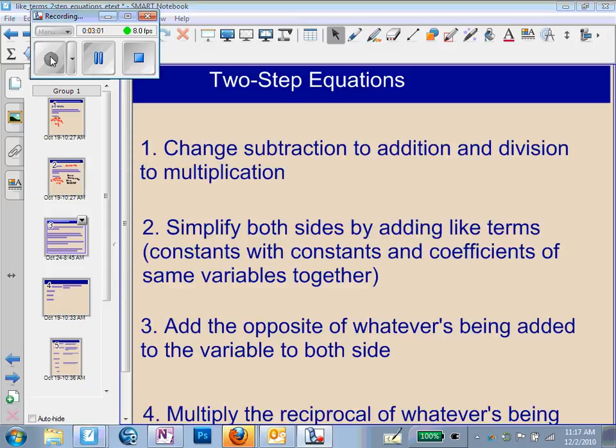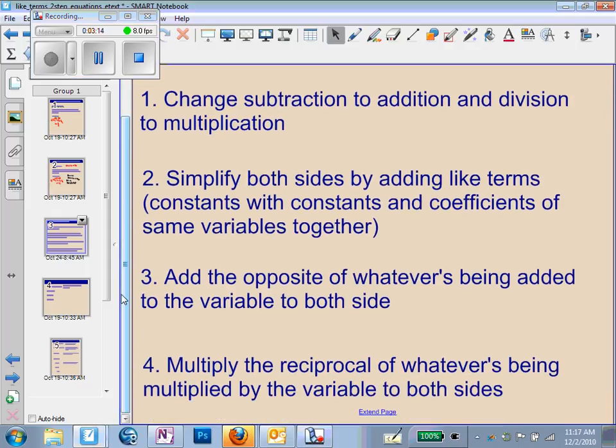So here's our basic process. We talked about this before. When you solve any equation, you change subtraction to addition, and division to multiplication, as your very first step. Then you simplify both sides by adding like terms together. Then you can start actually solving by adding the opposite first and multiplying by the reciprocal last.